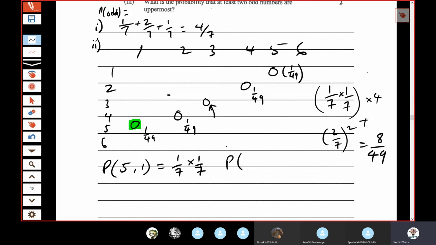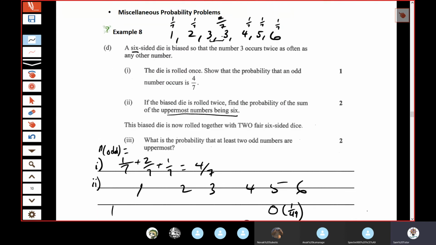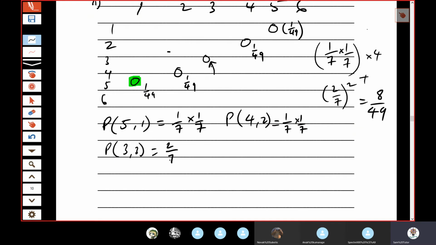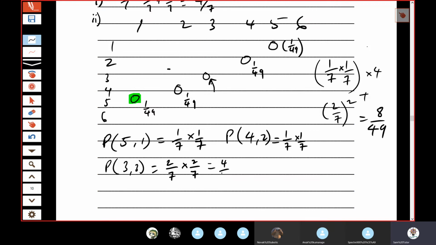What's the probability of getting a 4 and a 2? Well, it's also 1/7 times 1/7, which is 1/49. What's the probability of getting a 3 and a 3? The probability of a 3 is 2 bits out of 7, right? So the probability of a 3 and a 3 would be 2 out of 7 times 2 out of 7. And that gives me, what, 4 out of 49?